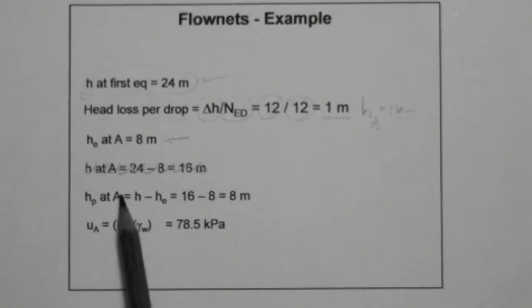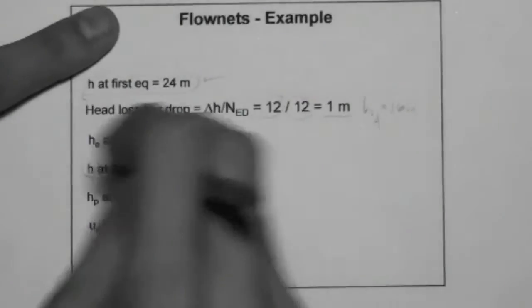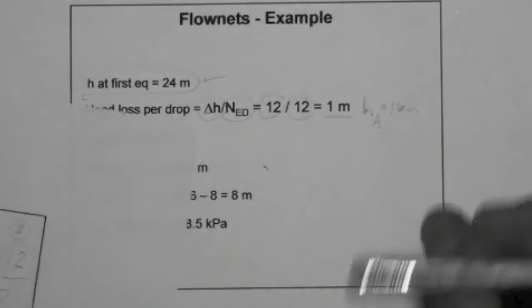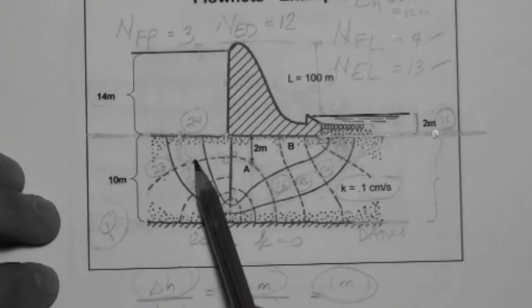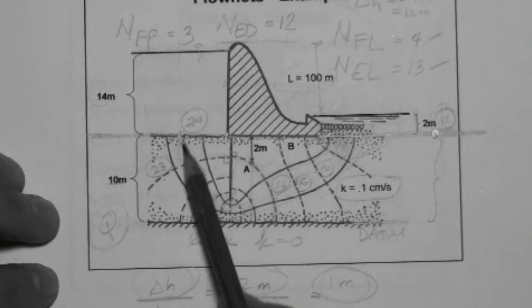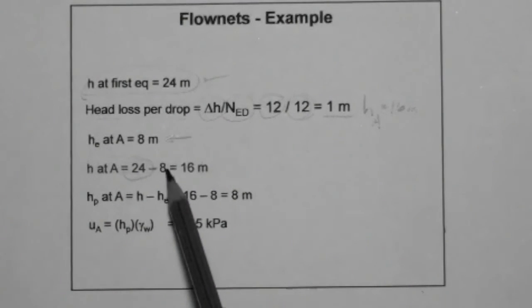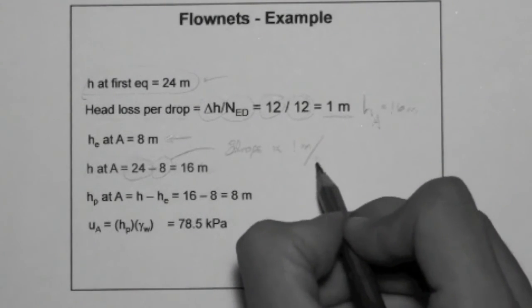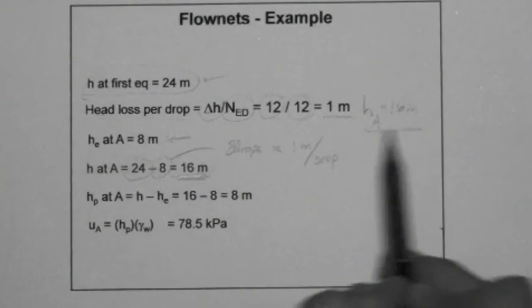Don't worry about this. This is the same as what we did before, actually, when we counted down 24, 23, 22, etc. Right? Essentially, let me erase the scratching out. What this says is that the head at A is the head in the first equipotential line minus 1, 2, 3, 4, 5, 6, 7, 8 drops times 1 meter loss per drop. That's where this 8 comes from. Okay, so 24 minus 8, 16. We already know how to calculate it. That's what we got. 16, right?